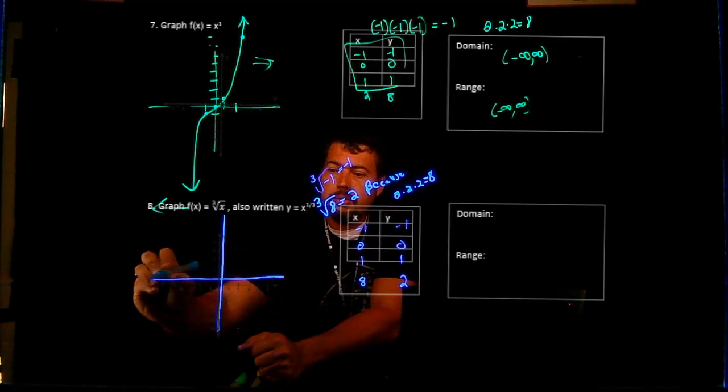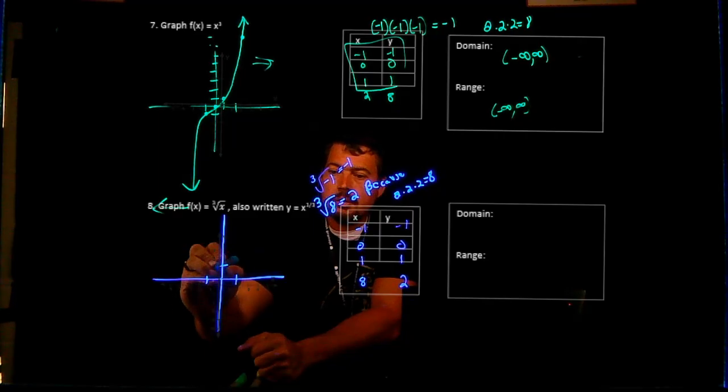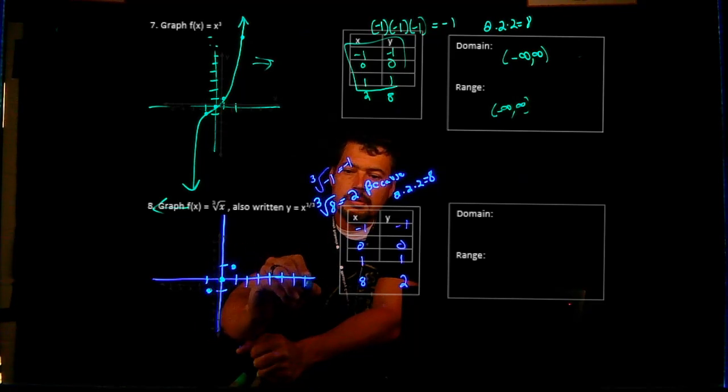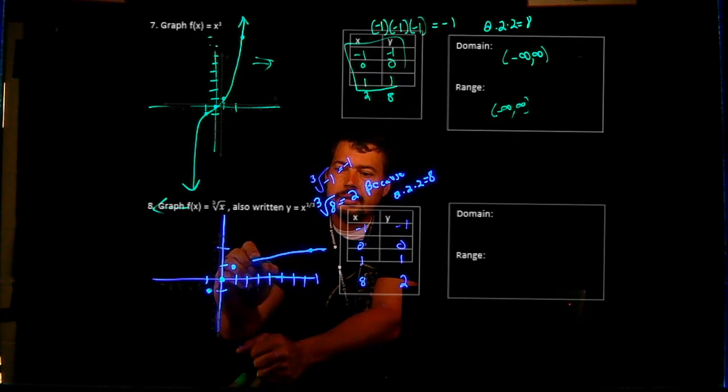So let's plot our points. We have 0, 0. We have -1, -1. We have 1, 1. And then we have 8, 2. X was 8, Y was 2. If you have a problem with graphing, please make sure you fix it.